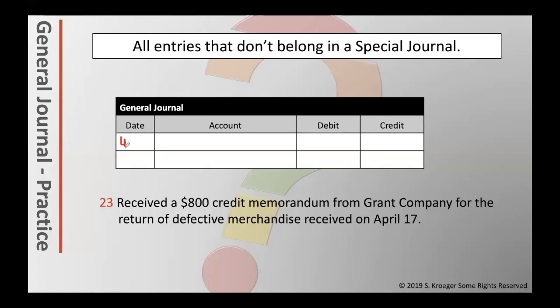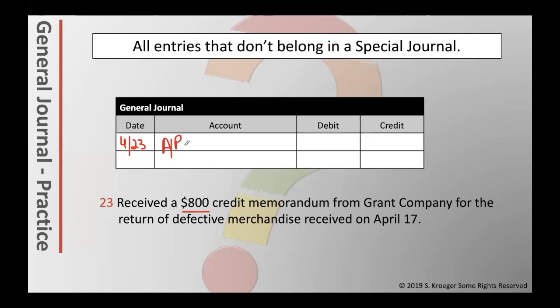In the general journal, the date would be the 23rd. When we originally made the purchase from Grant Company, it was merchandise inventory as our debit and accounts payable as our credit. Since we're returning it, we would just reverse the 2 accounts, do them opposite. Instead of owing them so much money, now it's $800 less. Instead of having inventory we can sell, we now have $800 less of that inventory, and we have to get rid of it. To get rid of the accounts payable credit we have, we would do a debit for that.